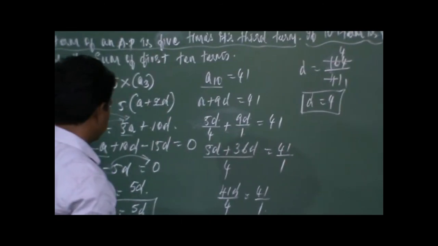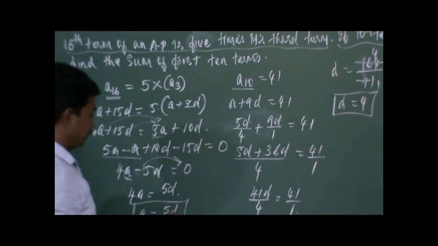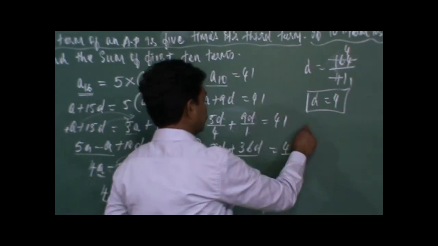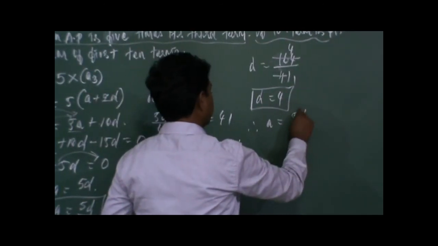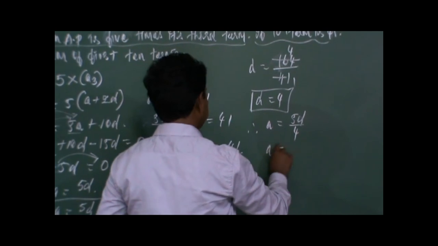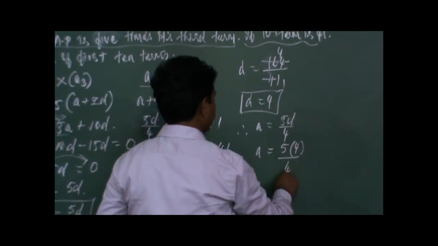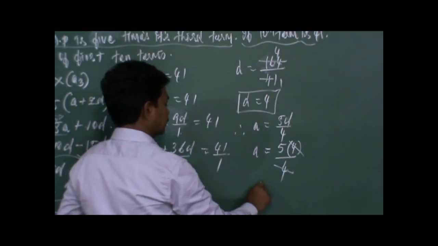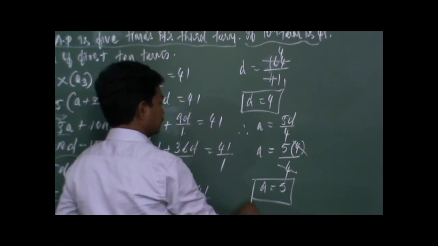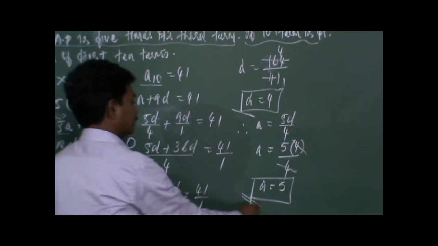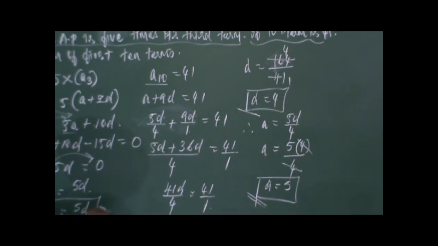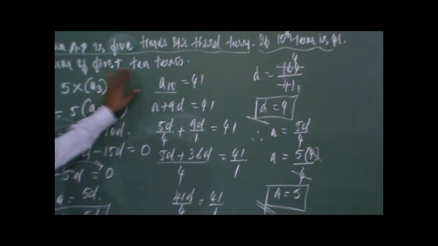So we can easily find out the value of A now. A is 5D by 4. So A is equal to 5 into D, which is 4, by 4. 4 and 4 cancel, so A is equal to 5. The common difference is 4 and the first term is 5. So if this is the thing, find the sum of first 10 terms.